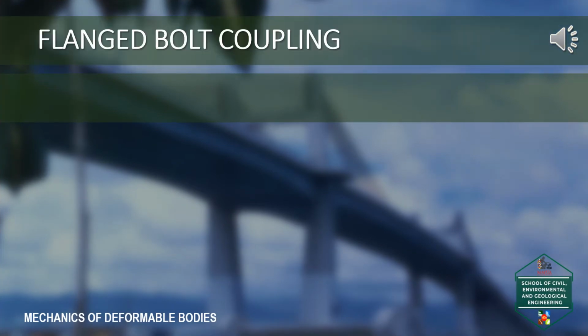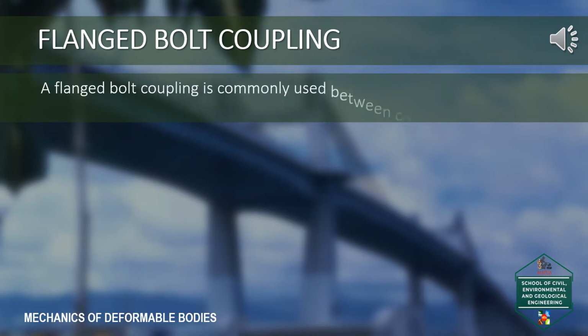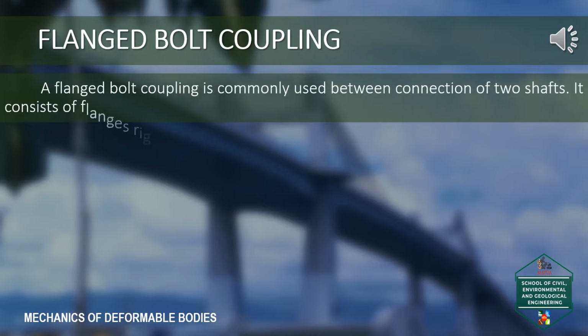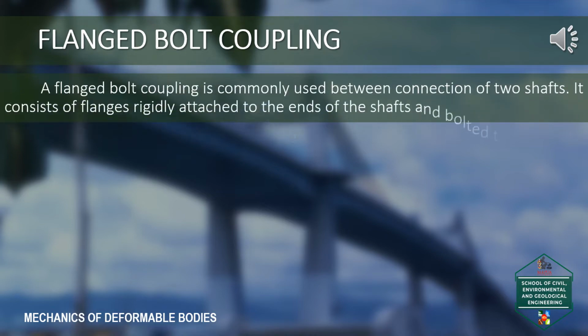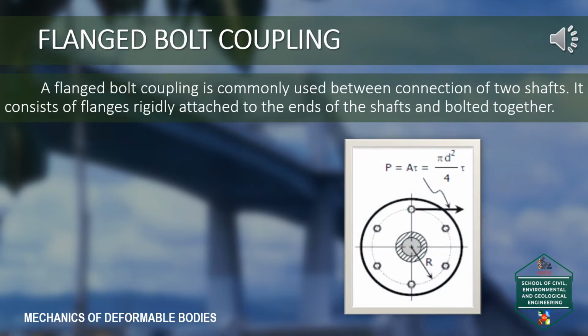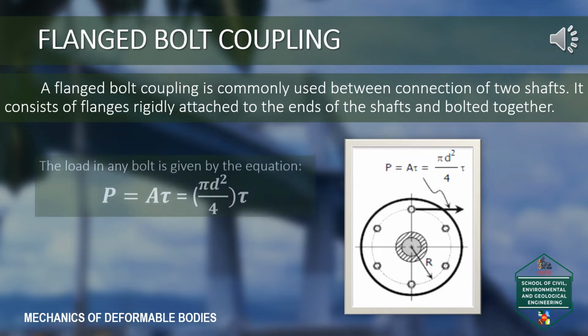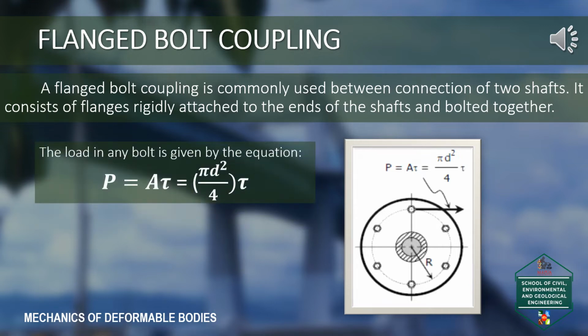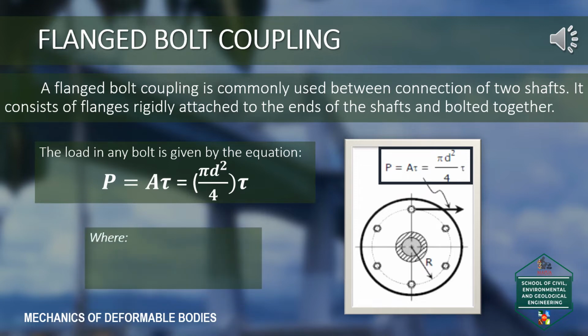Flanged bolt coupling. A flanged bolt coupling is commonly used between connection of two shafts. It consists of flanges rigidly attached to the ends of the shafts and bolted together. The load in any bolt is given by the equation, P is equal to area of the bolt times the shear stress, and if expanded it would be equal to pi over 4 times diameter squared times the shear stress.